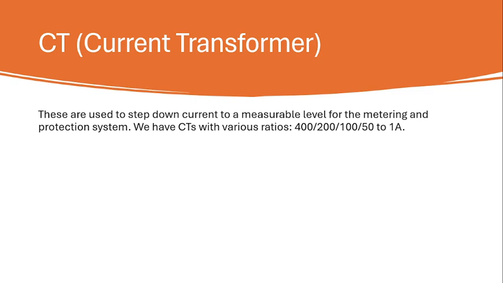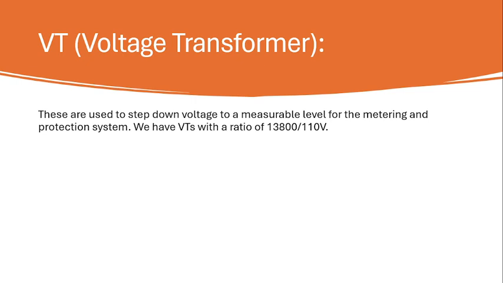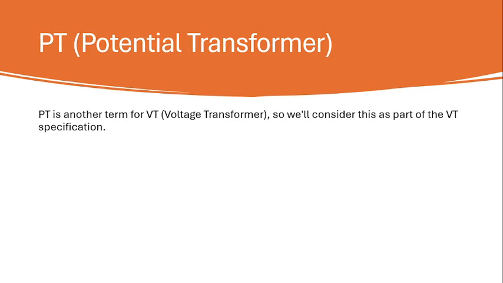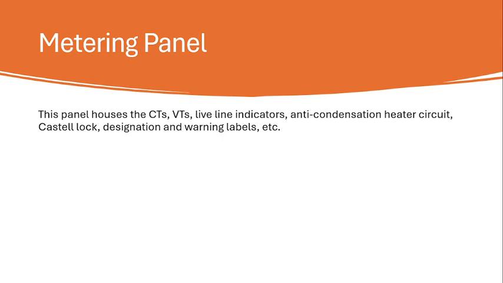We have CTs with various ratios that are given in the diagram. The VTs, we already discussed, are used to step down the voltage to a measurable level for the metering and protection system. We have VTs with a ratio of 13,800 to 110. The PT is another term for a voltage transformer, so we will consider it part of the VT specifications. The metering panels house the CTs, VTs, live line indicators, anti-condensation heater circuits, and Castle lock, designation and warning labels. For the Castle lock, we already discussed it in the electrical drawings training.